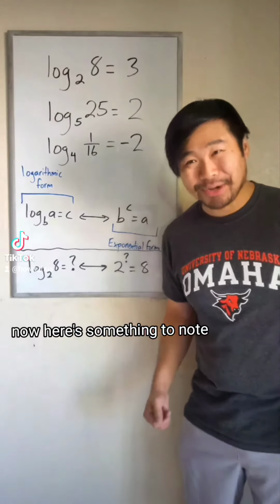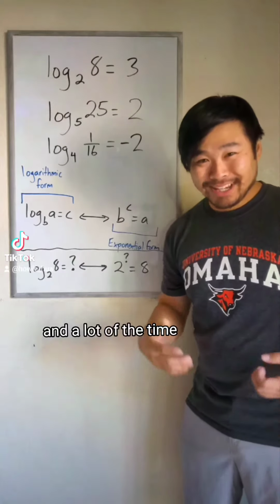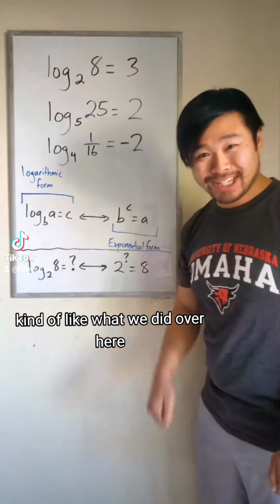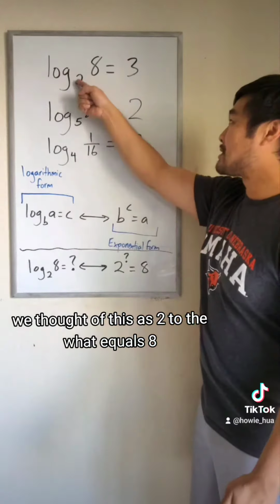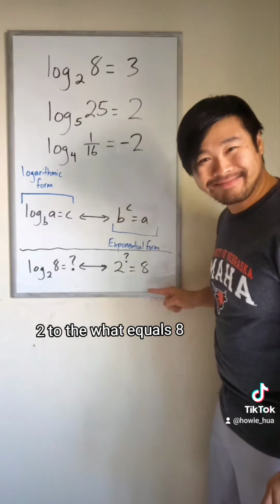Now, here's something to note. These two forms are equivalent to each other, and a lot of the time, it's easier to think about these problems in exponential form, kind of like what we did over here. For example, for the first problem, we thought of this as 2 to the what equals 8?